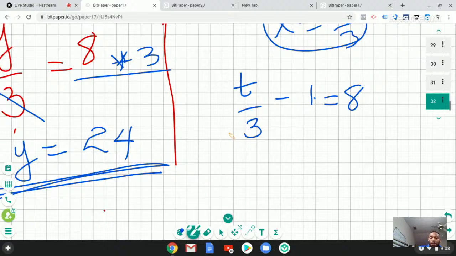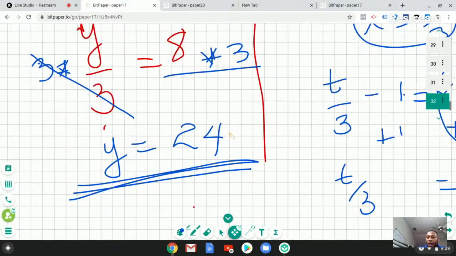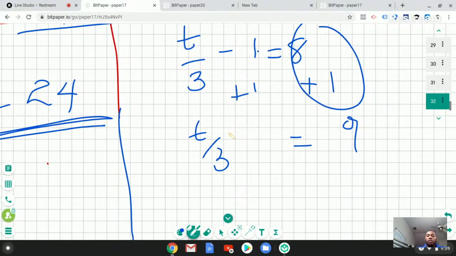So the first step to get t by itself, with t divided by 3, is to add 1 to both sides of the equation. t divided by 3 is equal to 8 plus 1, which is 9. And all I have to do now is multiply both sides by 3. That's step 1: I add 1 to both sides. And step 2 would be multiply both sides by 3.